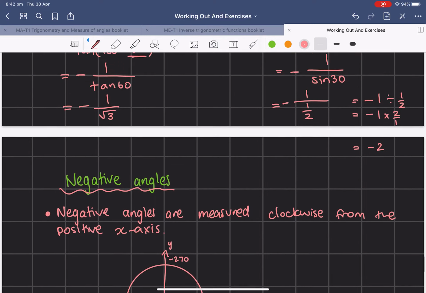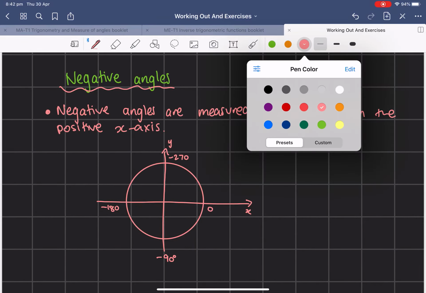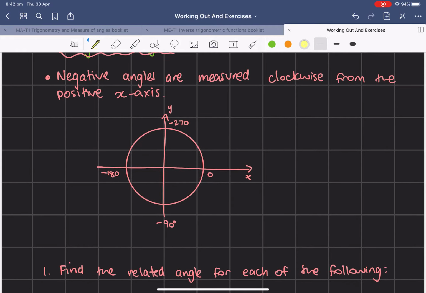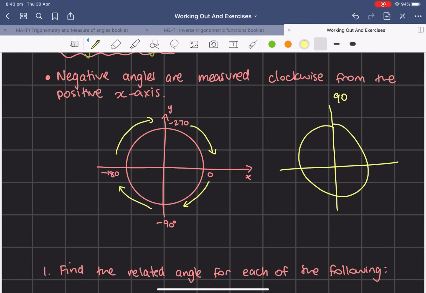Okay, we're going to move on to negative angles now. This can get a little bit confusing, but it's very much the same principle, okay? When it's negative angles, we measure them clockwise from the positive x-axis. So we've just been measuring the positive angles anti-clockwise, and you can see here that I've drawn it in, we measure them going this way. So compared to our positive ones, where I've got 90, 180, 270, 360, and 0.